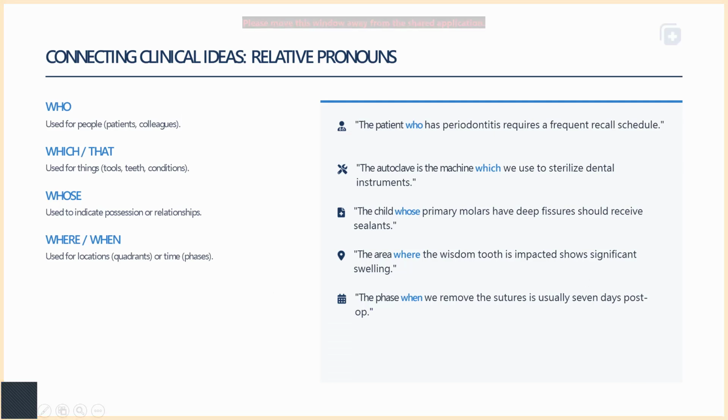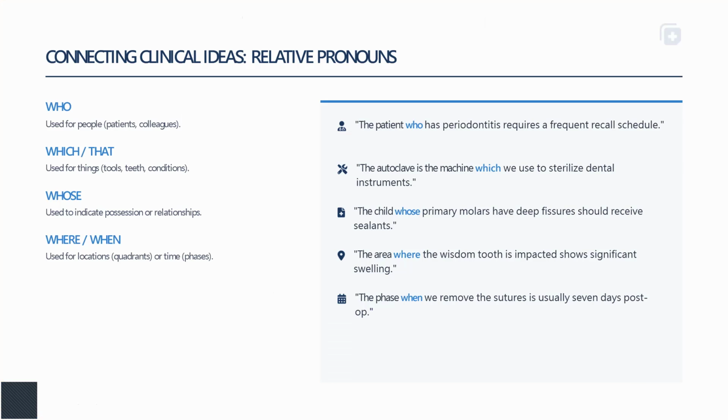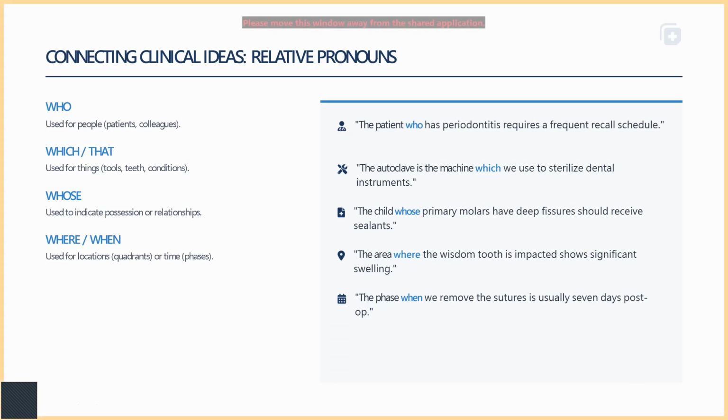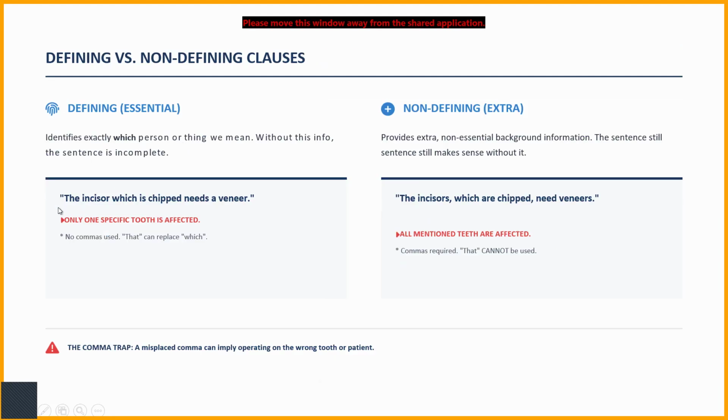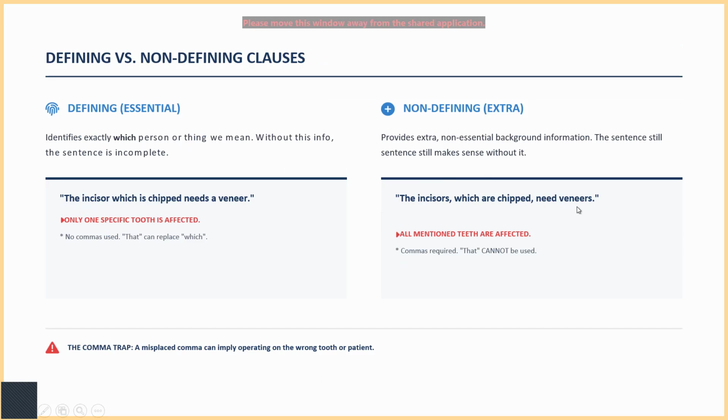Now, let me, I think you're seeing the right screen. When it comes to our clauses, these are some examples of the pronouns we use, and we're using them either to make sure that we identify specific things, or we add extra details if our sentences are open.